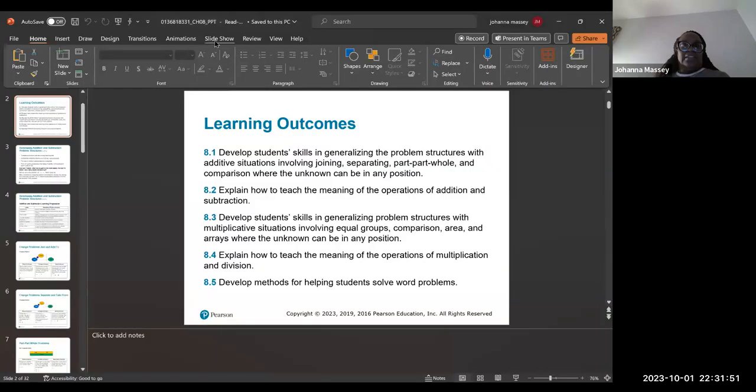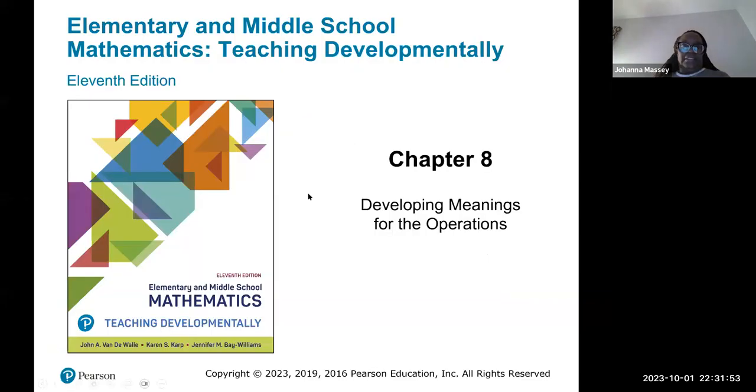This is based on chapter 8, developing addition and subtraction, or developing meanings behind the operations. So let's begin. Share my screen. I made sure this time that I'm not muted, so you should hear me. Let me do the slideshow from the beginning this time. This is based on the 11th edition, although the 10th edition does have the same chapter, chapter 8, developing meaning for the operations.